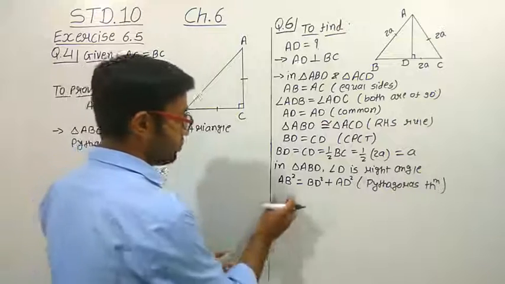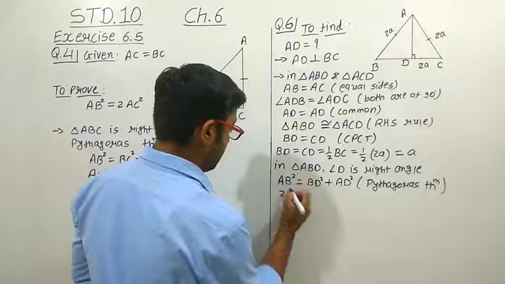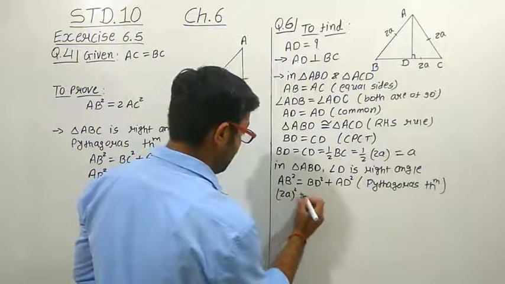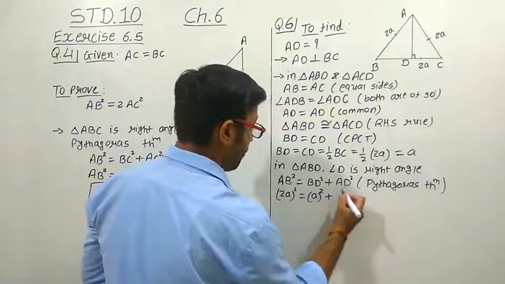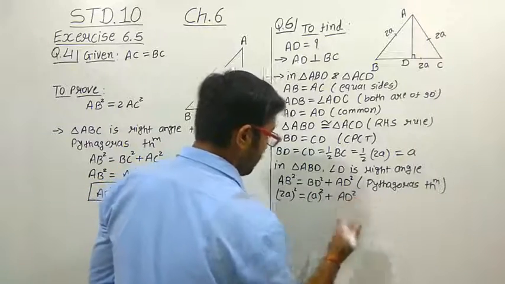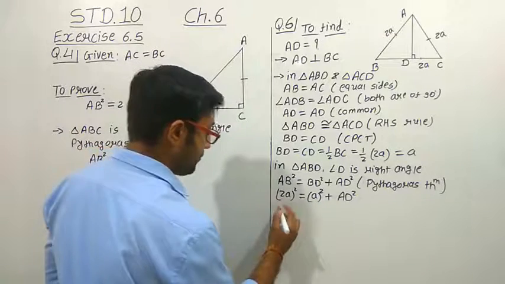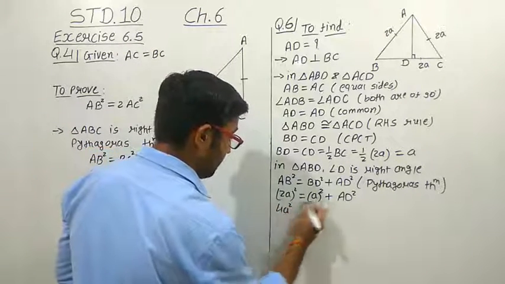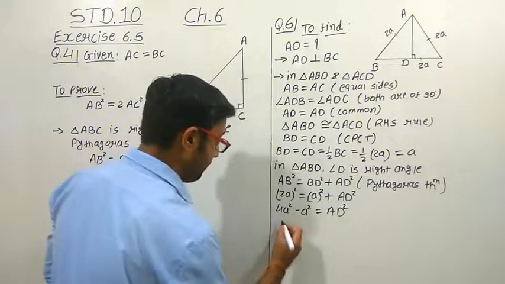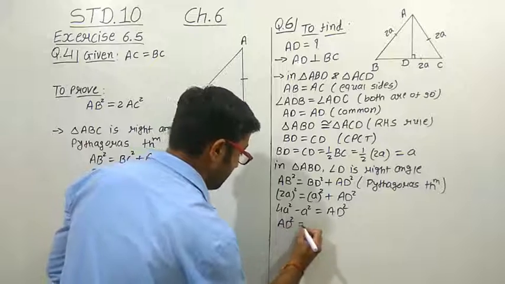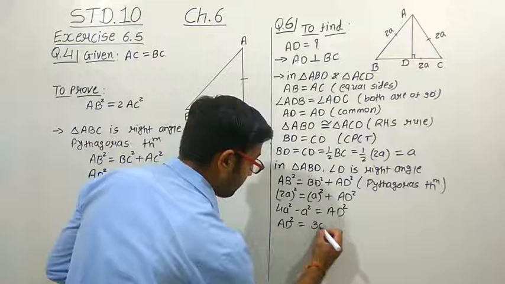Now we have all the values. Whatever the values we have, put them down. AB is what? AB is 2a. That is (2a) whole square. What is BD? BD is a, so a square. And we want to find out AD. Keep it as it is. Take this a square to the left hand side. See here, (2a) square is 4a square, minus a square, that is equal to AD square. Now we will make AD the subject. We get AD square is equal to 4a square minus a square, that is 3a square.